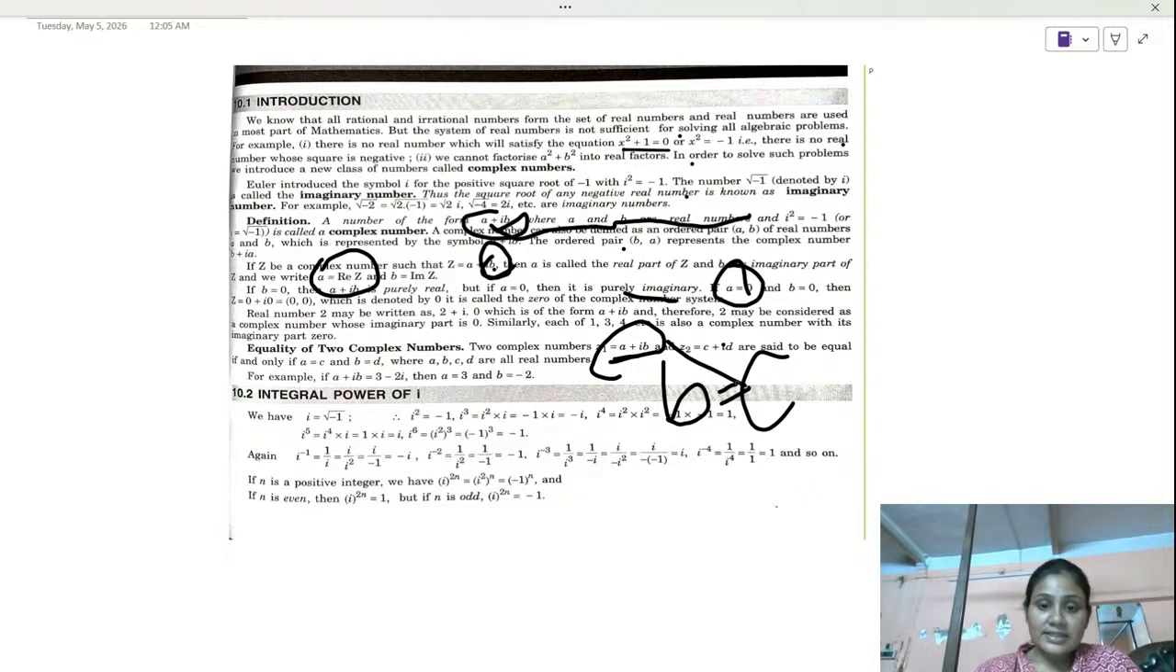And the imaginary parts should be equal. That means b is equal to d. Okay, so the imaginary parts should be equal and the real parts should be equal among them. This is the introduction part.